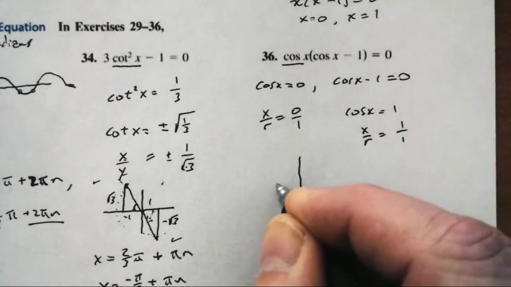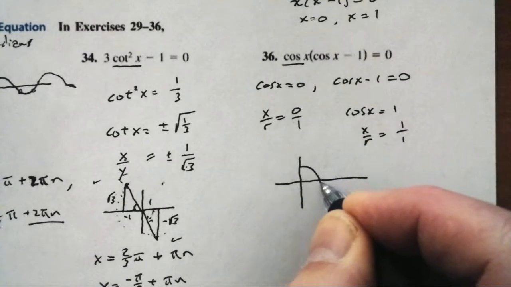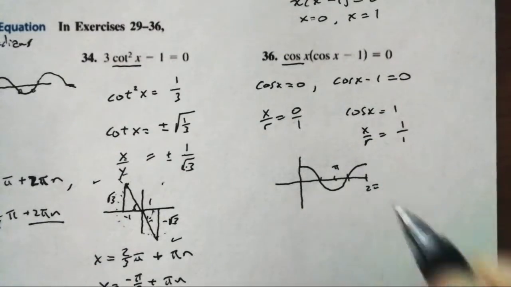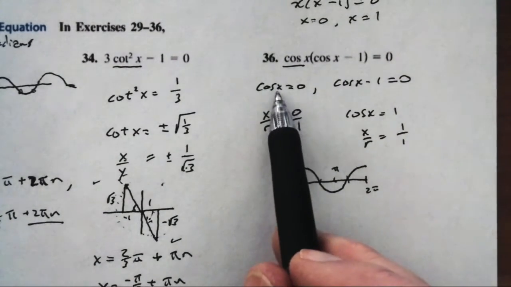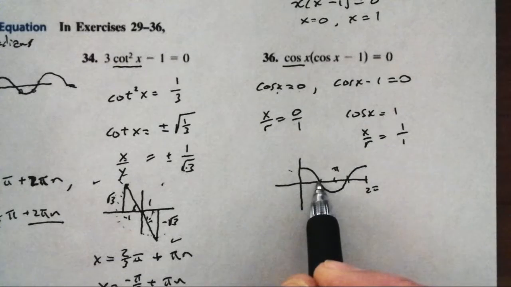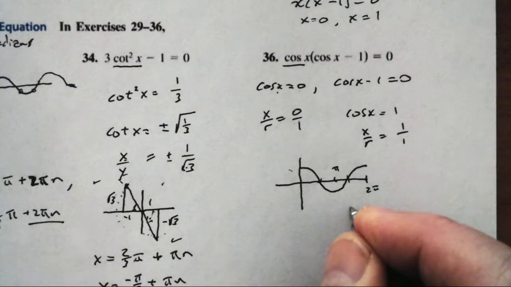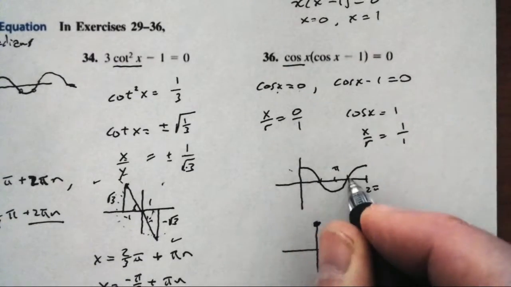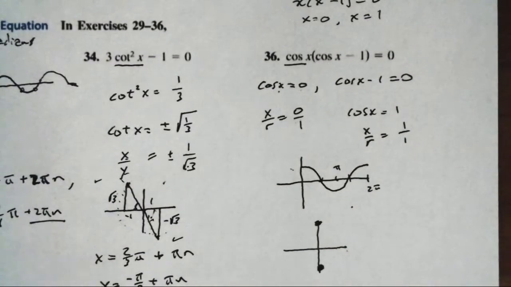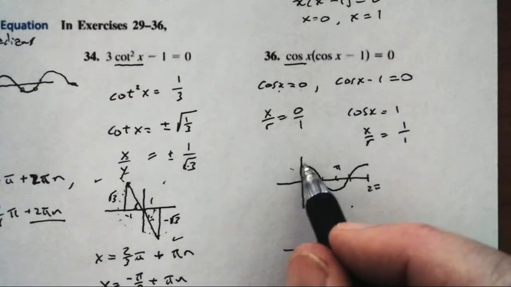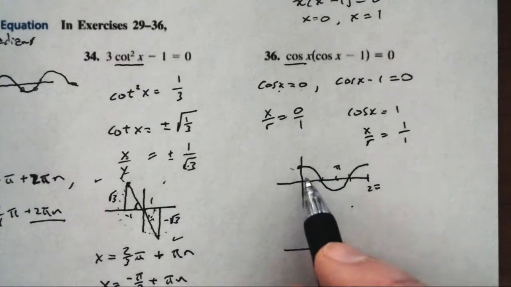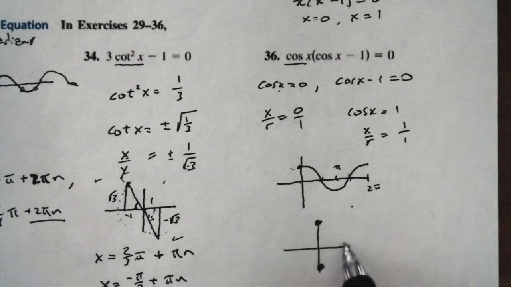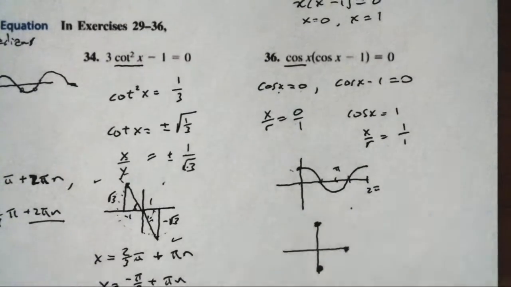Here's the graph of the first revolution of the graph of cosine. Looks like this. 2 pi, pi, pi on 2, 3/2 pi. So when is cosine 0? Cosine is 0 at, let's take a look here, rotationally speaking, cosine is 0 at pi on 2 and 3/2 pi. And when is cosine 1? Cosine of x is 1 when x is 0. We have 0 revolution, and not again until here. So those are our three solutions.